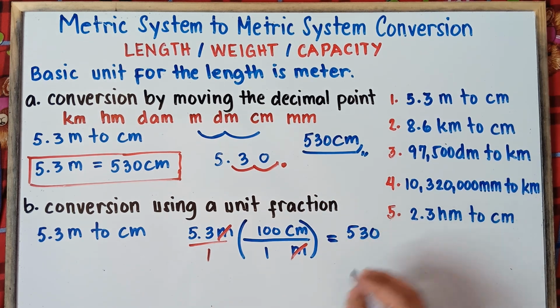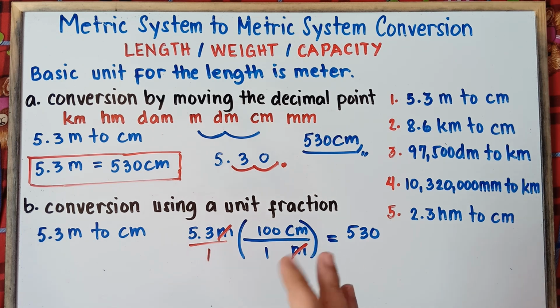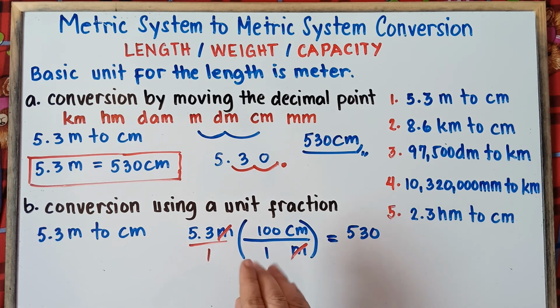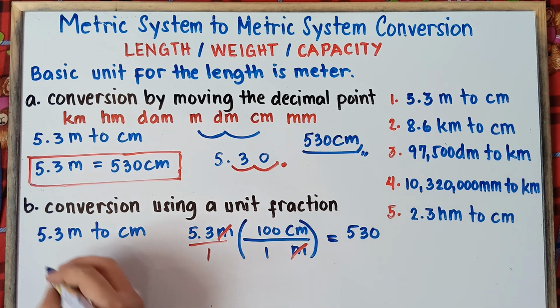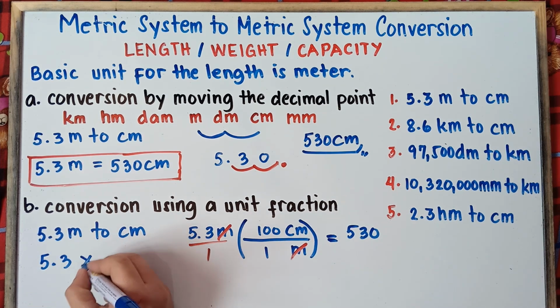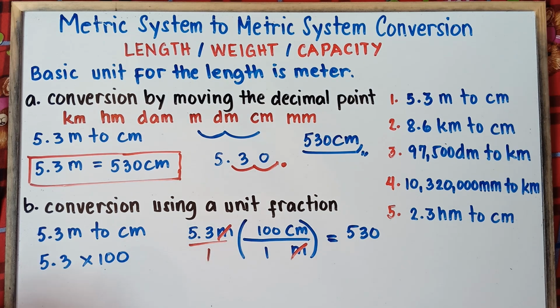Once again class, if you're multiplying by 100, simply move the decimal point. If you're multiplying by 10, 100, 1000, simply count the number of zeros. Since we have 2 zeros, we need to move 2 units going to the right. Example, 5.3 times 100: move 2 units because this is 100, 2 zeros, so 1, 2. The answer is 530. Simple as that, class.